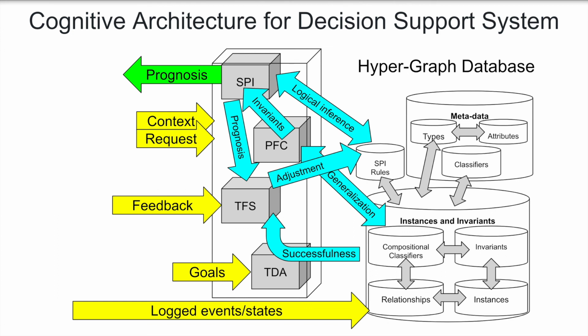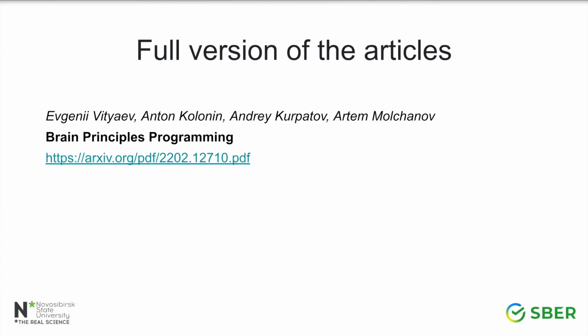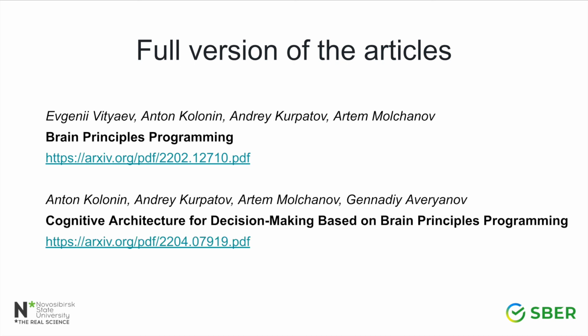To find out the details, you can see our publications. The theoretical part of our work is presented in the first preprint and will be published in proceedings of this conference, while the practical discussion of application of our cognitive architecture to implementation of a practical decision support system can be found in the second preprint.